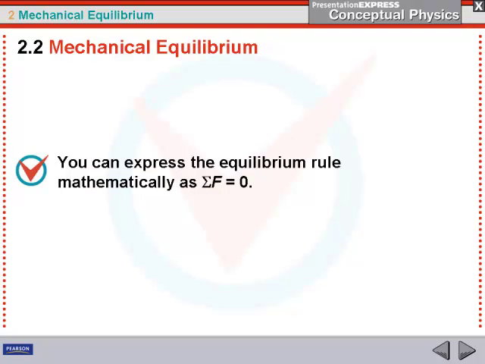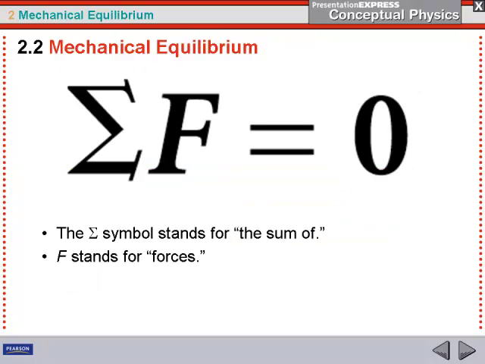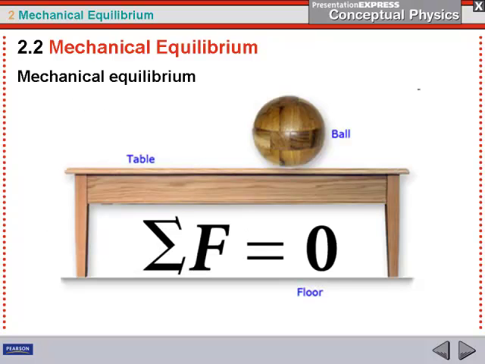Section 2.2, Mechanical Equilibrium. You can express the equilibrium rule mathematically as sigma F equals 0. Mechanical equilibrium is a state where no physical changes occur. Whenever the net force on an object is 0, the object is in mechanical equilibrium. This is known as the equilibrium rule. The Greek sigma symbol stands for the sum of. F stands for forces.